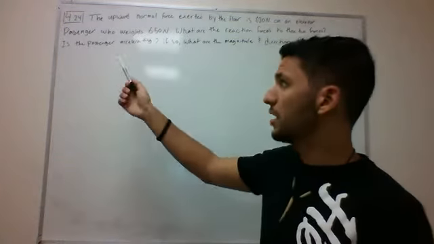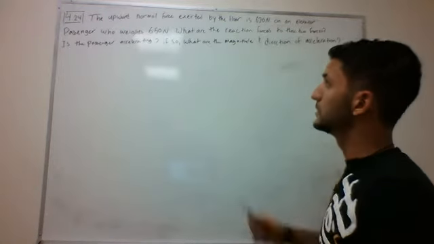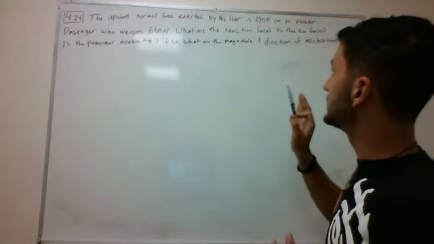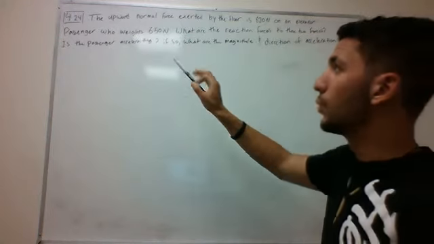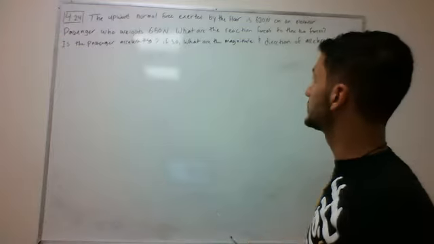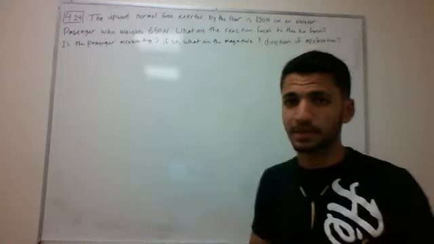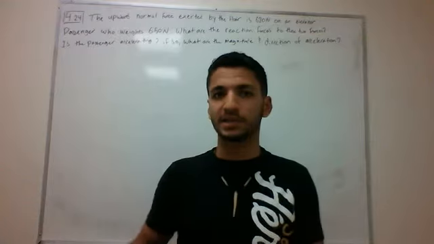So the number of the problem is 4.24 and it says the upward normal force exerted by the floor is 620 newtons on an elevator passenger who weighs 650 newtons. So the first part says what are the reaction forces to these two forces? So thinking about Newton's law is that for every action there's a reaction.